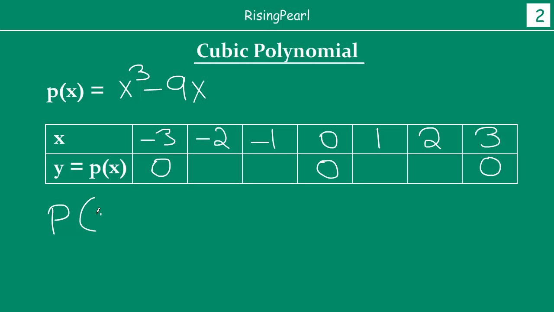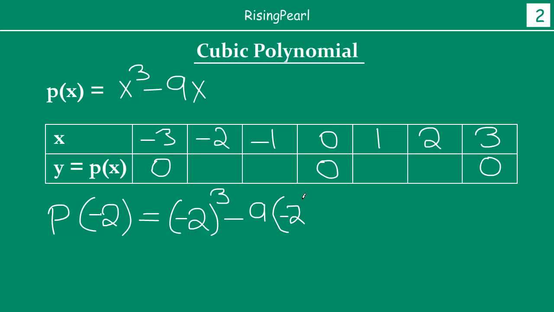So what will be the value at x equals minus 2? The value of the polynomial at x equals minus 2 will be minus 2 cubed minus 9x. X is minus 2. So minus times minus times minus is negative. 2 cubed is 8. Minus times minus is plus. 9 twos are 18. So 18 minus 8 is 10. So this is 10.